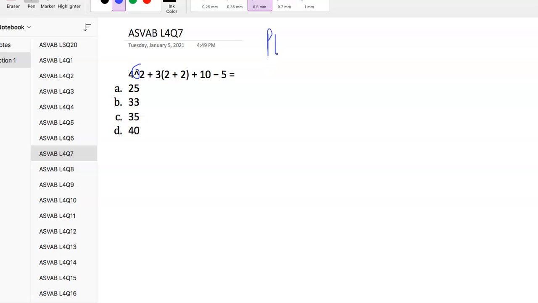You guys know about PEMDAS? Probably heard that once upon a time in school, and then for some of us, forgot it completely. So the mnemonic, the phrase, is "Please excuse my dear Aunt Sally," if that helps you. But what it stands for is parentheses, exponents, multiply, divide, add, subtract. And that's the order in which we solve this, not just going left to right like you would think we would.